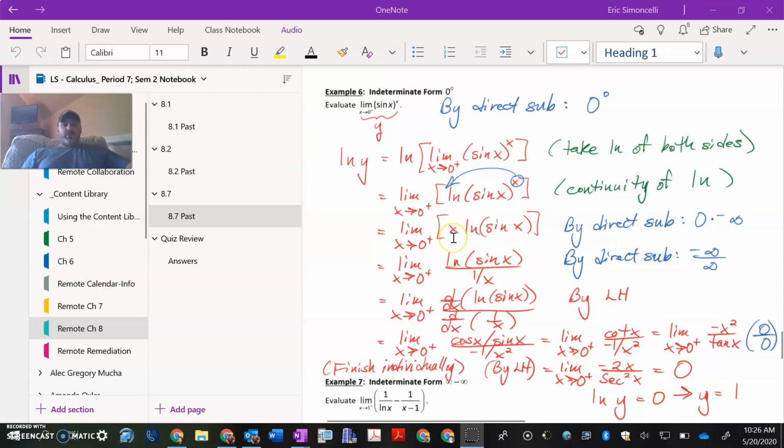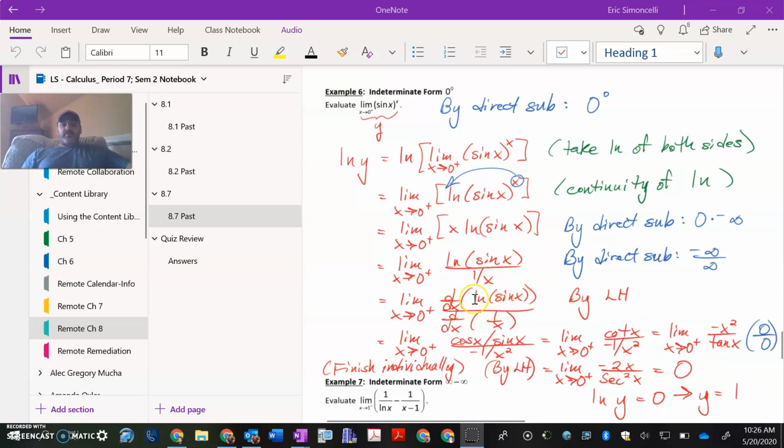Yet again, I can rewrite x, as opposed to multiplying it by natural log of sine of x, where it's in the denominator of a fraction. So natural log of sine of x over 1 over x. Now by direct substitution, plugging in 0 both for the numerator and the denominator, we get negative infinity over infinity. That is indeterminate, of course, still, but we can now approach it using L'Hopital's specifically.